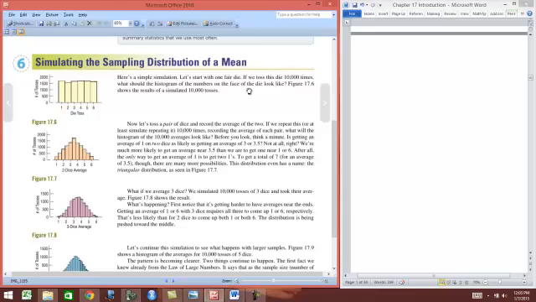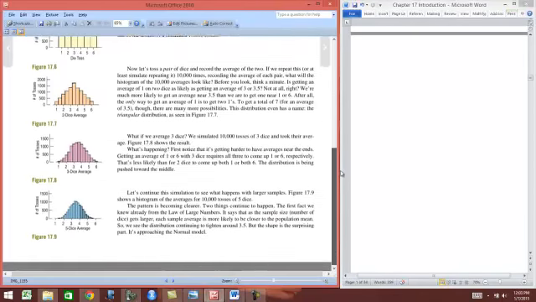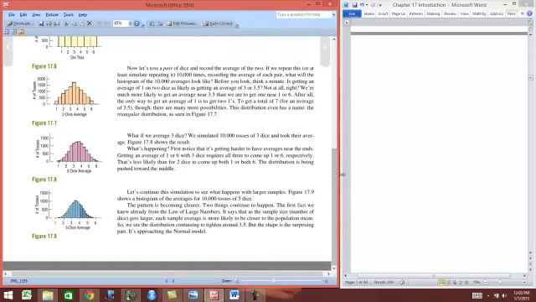With 3 dice, we're no longer looking triangular. Now it's starting to look kind of bell-shaped. And with 5 dice, we're starting to look normal. As the sample size increases, the shape of the graph looks more and more normal.